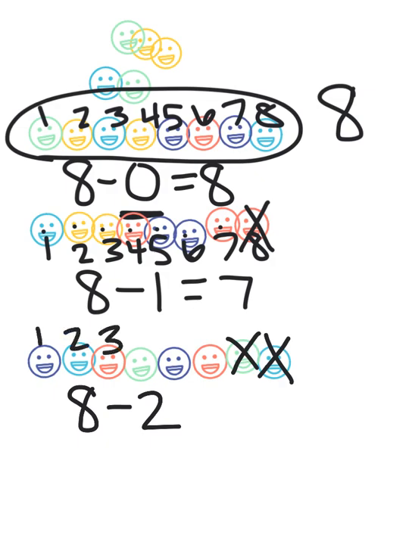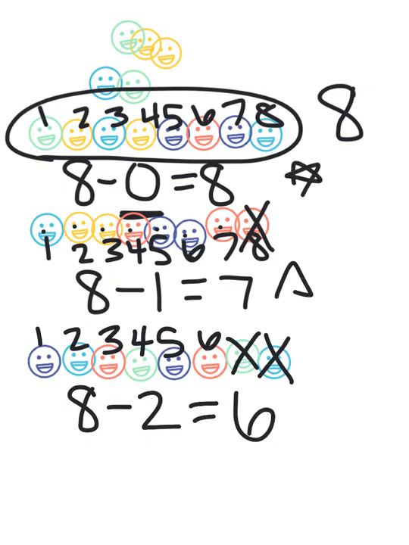And let's see how many are left. 1, 2, 3, 4, 5, 6. So 8 minus 2 is equal to 6. And I wonder if you are noticing anything right now. So stop for a minute. Think about what you notice about all 3 of these subtraction sentences right here. If you notice a pattern, if you notice anything.